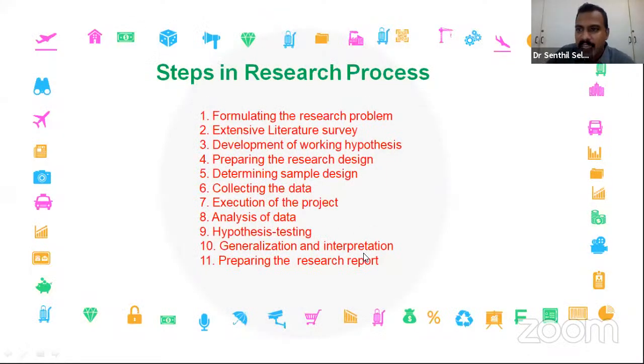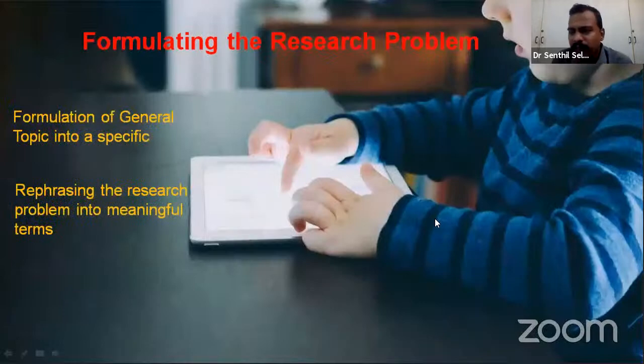Okay, so this is the nutshell of the steps involved in the research process. It is divided into 11 steps. One by one, let us see what points are highlighted in each and every step. The first one is formulating the research problem.